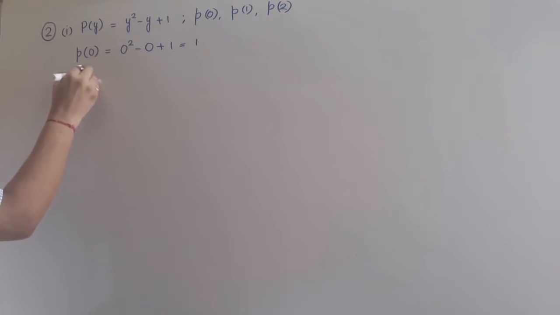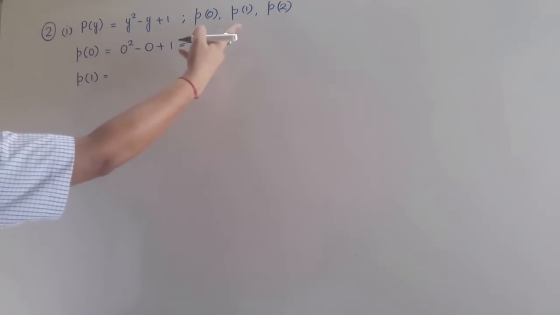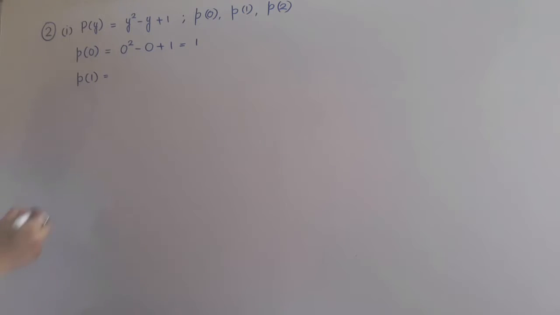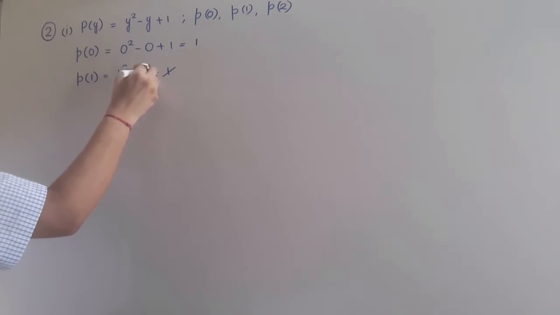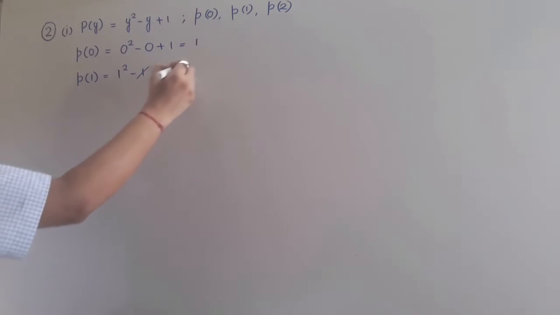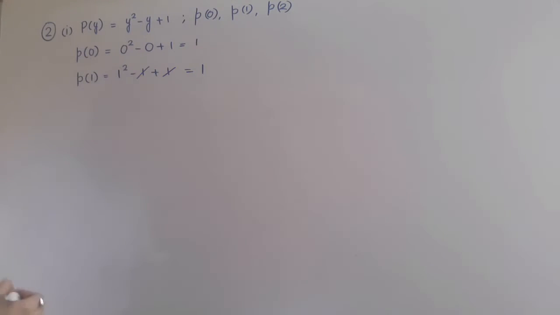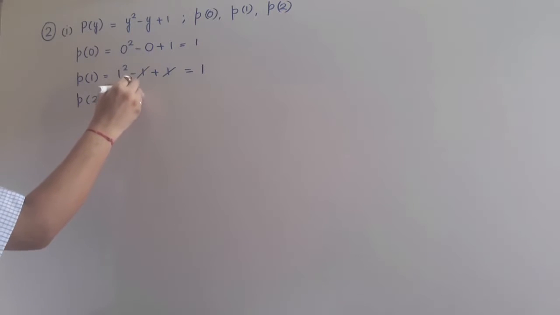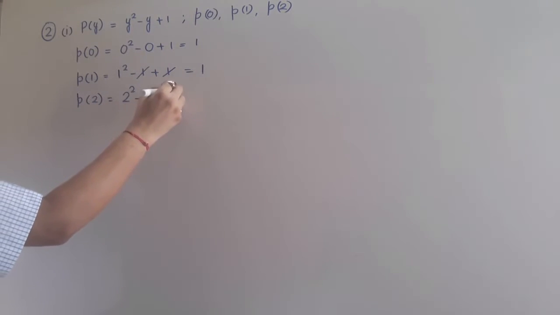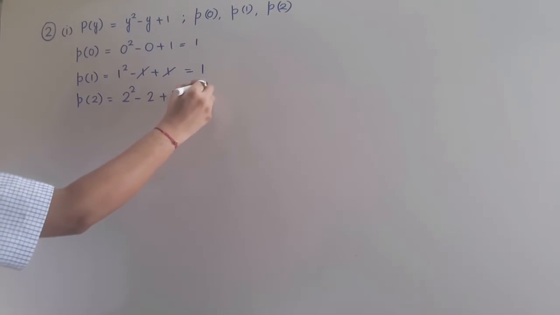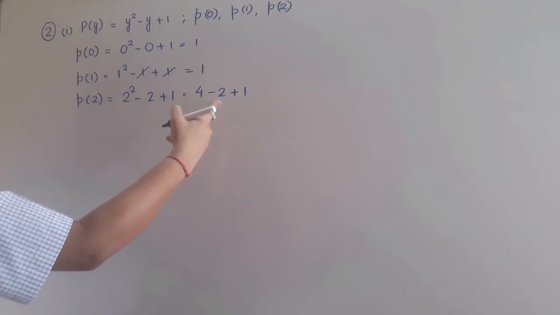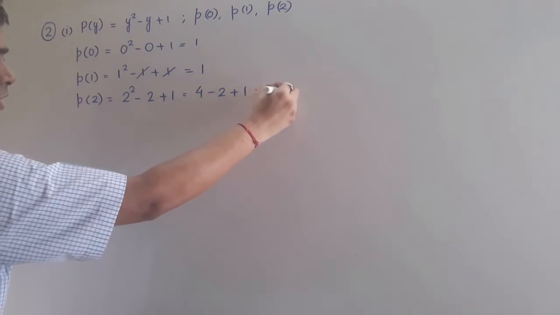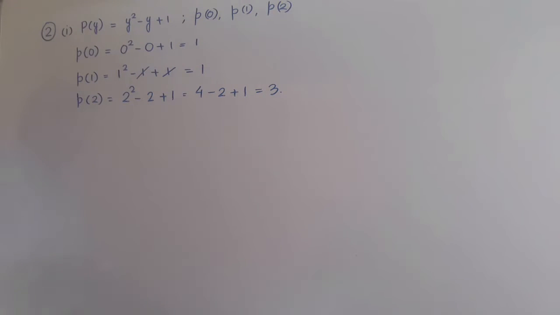Similarly, let us find out the value of p of 1, because the second value we have to find out is p of 1. So let us put the value there. 1 square minus 1 plus 1. Plus 1 and minus 1 got cancelled and square of 1 is again equal to 1. And finally we can find out the value of p of 2. That will be 2 square minus 2 plus 1. Square of 2 will be equal to 4, minus 2 plus 1. 4 plus 1 is 5 and 5 minus 2 will be equal to 3. So this will be the third answer required in the question.